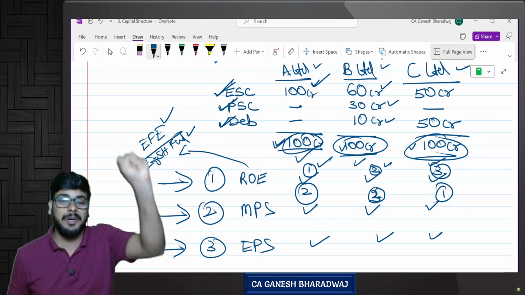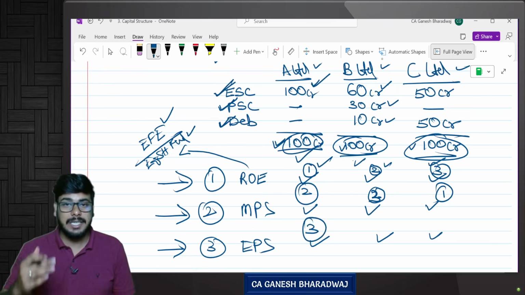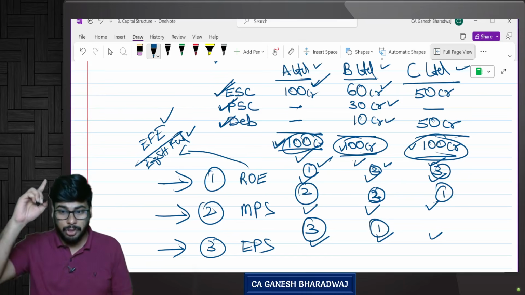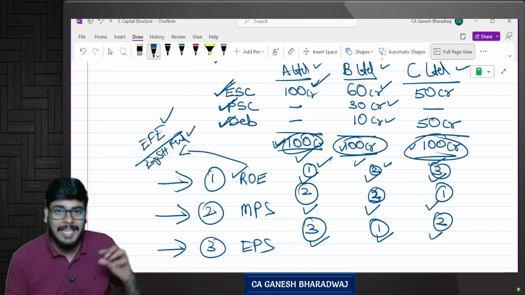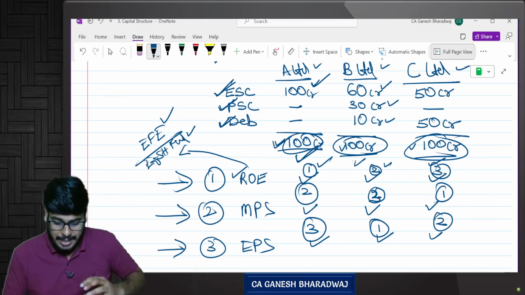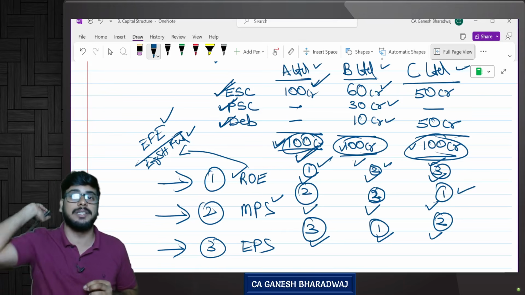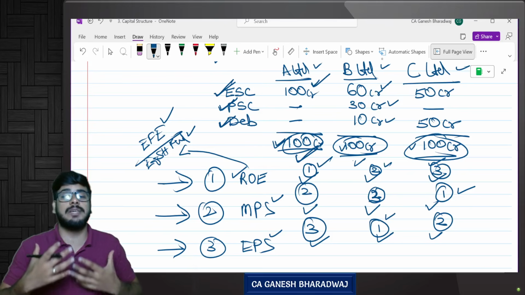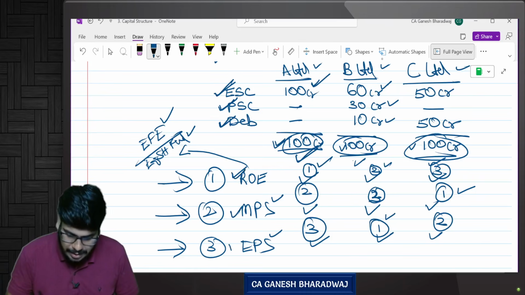Now, if you go as per EPS, what happens? The first alternative gives the least EPS, the second alternative gives the topmost EPS, and the third alternative gives the second. Or in other words, if you go as per return on equity, the best source of finance is all equity. Whereas if I go based on market price per share, the third alternative is the best capital structure. Whereas if I go based on EPS, then the second alternative seems to be the best. Sir, there is a conflict in rankings. So of these three methods, which is the best?